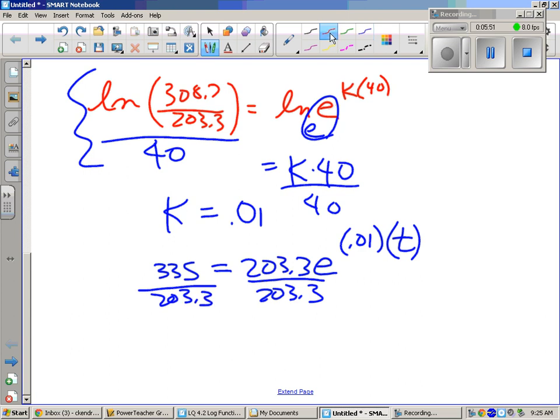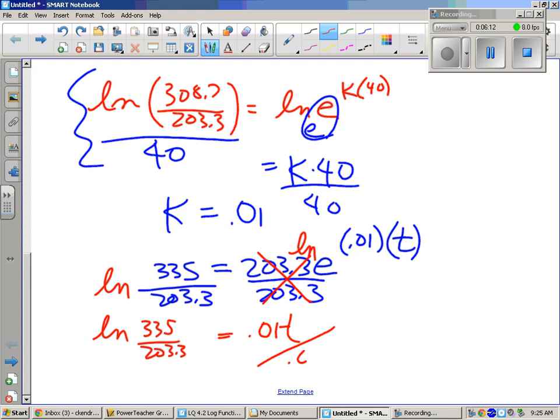Then we're going to take the natural log of both sides. Natural log of e, base e, then would be 0.01t equal to the natural log of 335 over 203. And then I want to divide both sides by 0.01. And when I do that, I get t equals approximately 50 years.